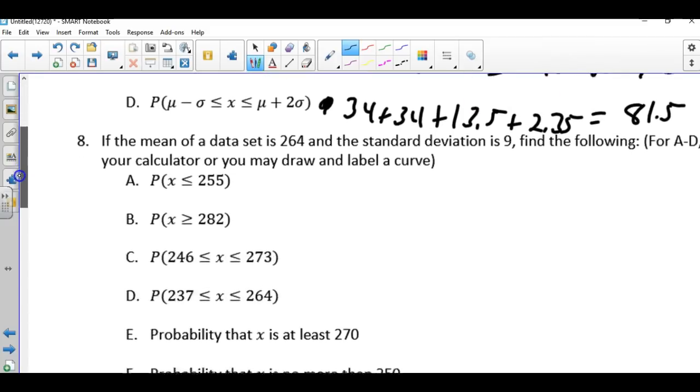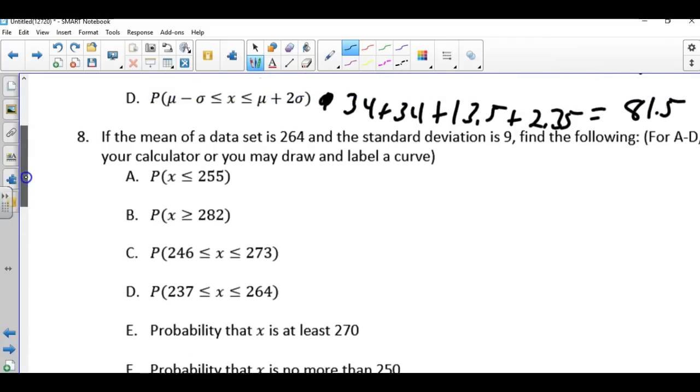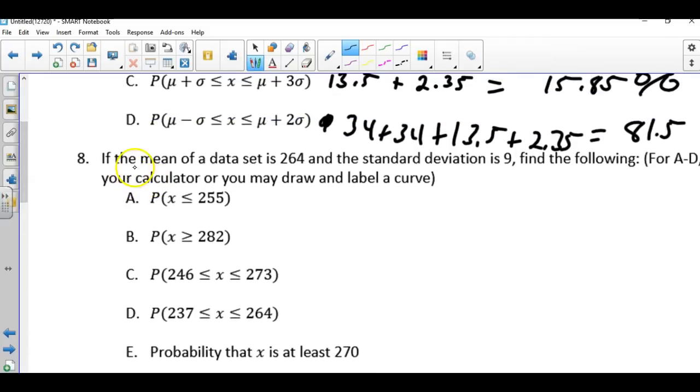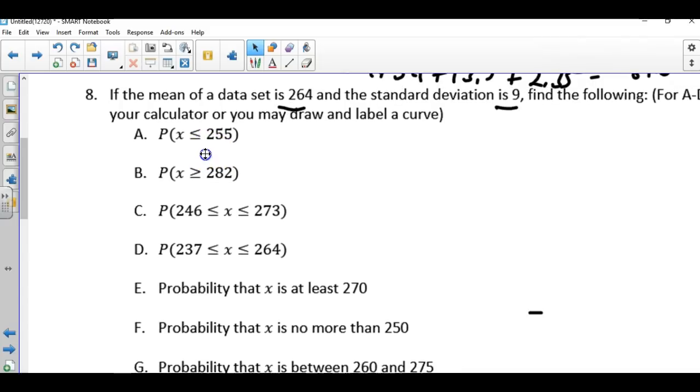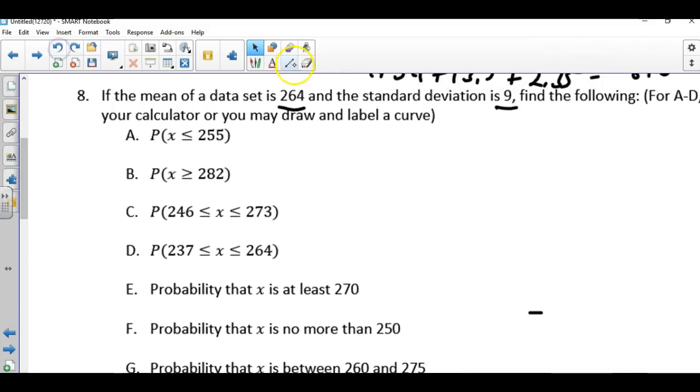Now this stuff right here: the mean of the data set is 264 and the standard deviation is 9, find the following. You can use your calculator on all that, and I'm going to show you, okay? So this first example says, what's the probability of x being less than 255? Well, 255 is going to be my upper bound. Remember we talked about it a second ago, but this is your upper bound, okay?